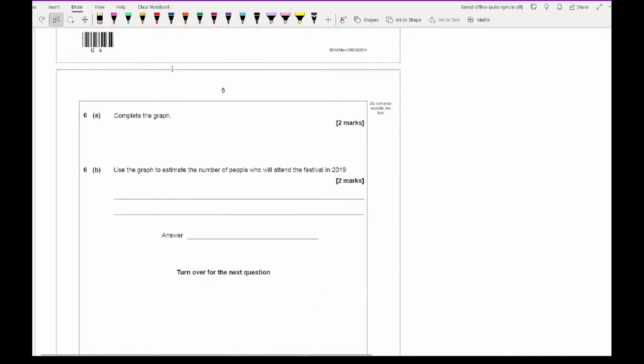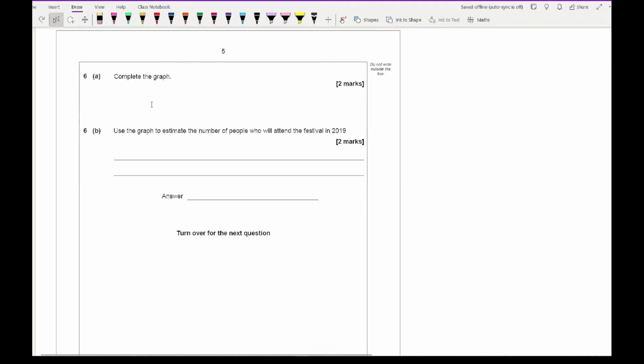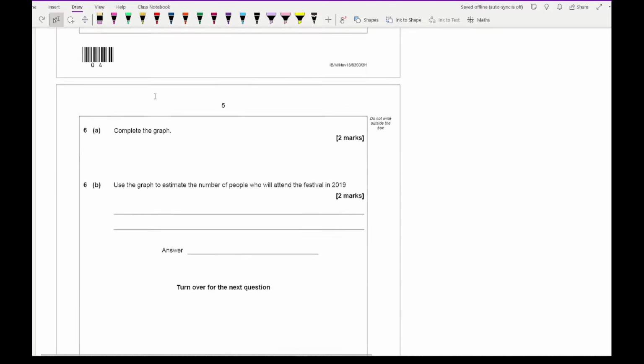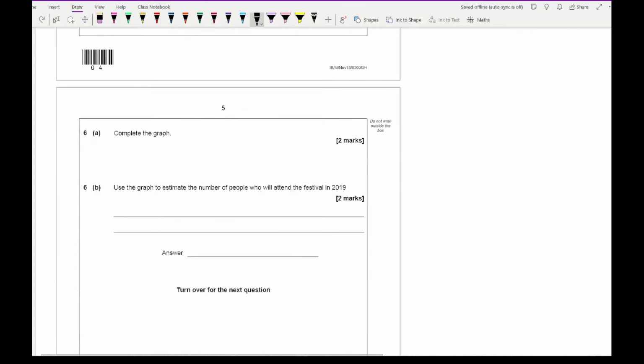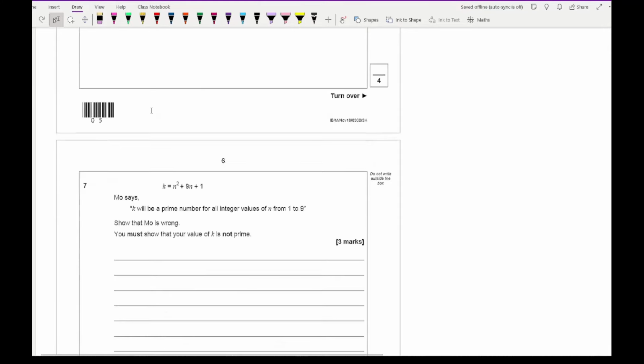Then if we look at the second part, it says use the graph to estimate the number of people who attended the festival in 2019. So again, if we look at the general trend, we can see that it's pretty much going up by 1 box, I would say. So here I would say anything along the lines of, as a decent guess, between 4,200 and 4,500 would be an estimate using your graph.